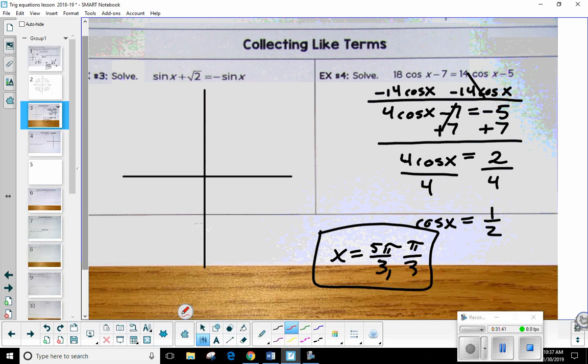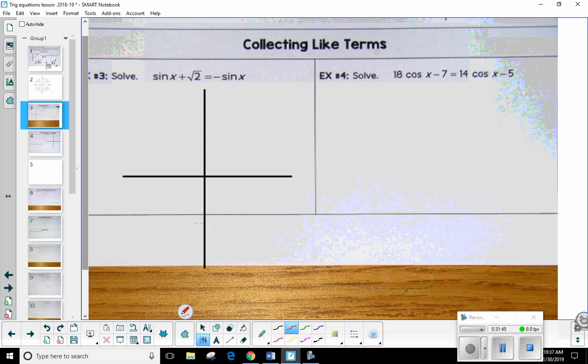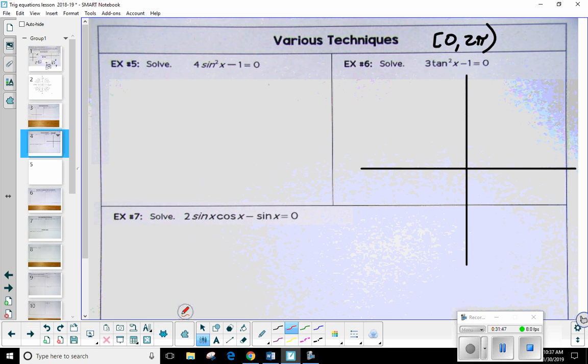All right, we have one more to look at. This is as far as first period made it today. Okay. So I'm actually really happy. I mean, we're making it further into the notes on the first day than I thought we would. So I'm really happy about that. Yay. Okay.